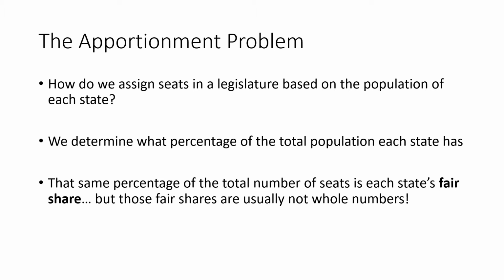The natural way to think about doing this is to say, okay, what percent of the total population does each state have? And then we apply that same percentage to the total number of seats. We call that percentage of the seats each state's fair share. But the problem is that those fair shares are typically not whole numbers.